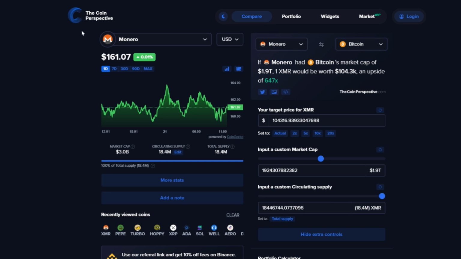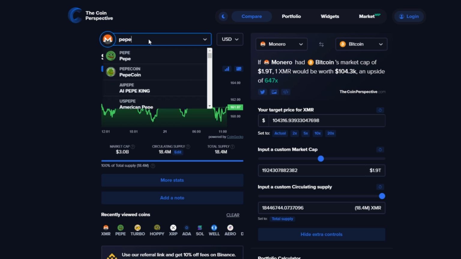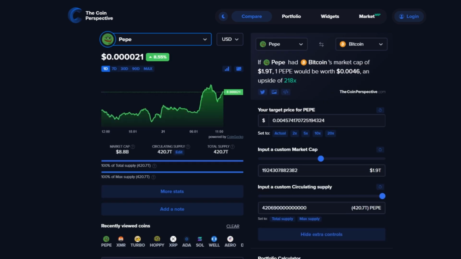So I want to show you guys the coin perspective, and this is one of the tools that I wish I had earlier on in my trading career, just for the simple fact that if you look at something like Pepe, and it says Pepe is 4021.